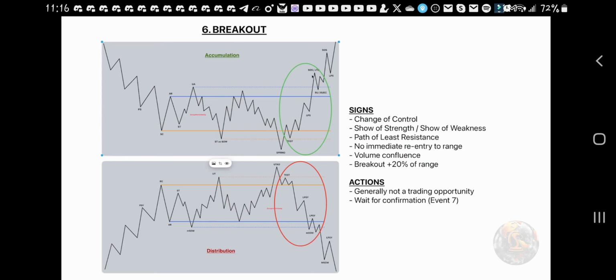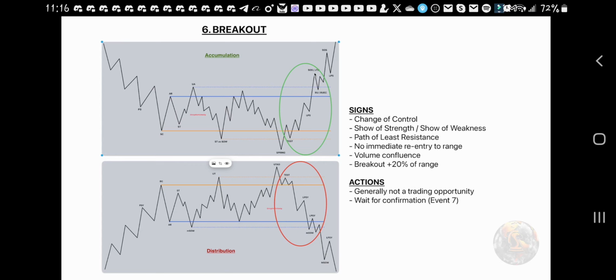Number one, there is no immediate re-entry into the range. So it breaks out and it closes. Whatever time frame you're trading on, it breaks out and you have a candle close on that same time frame. That constitutes no immediate re-entry to range. You also can have volume confluence, meaning you have high volume on the breakout, which then is accompanied by a close. A high volume breakout with a close are signs of a valid breakout.